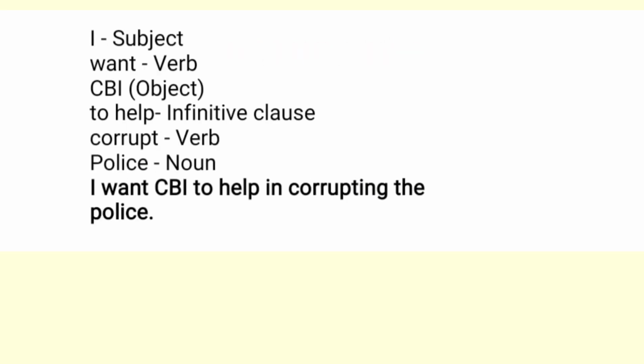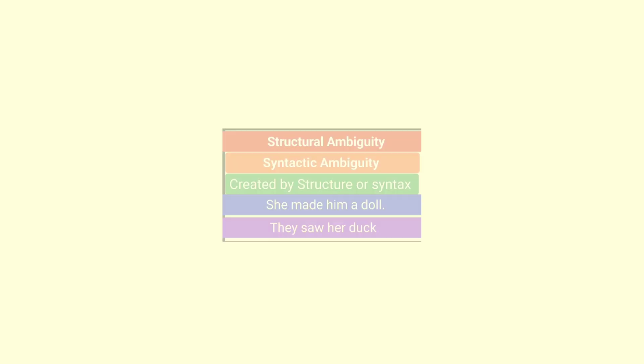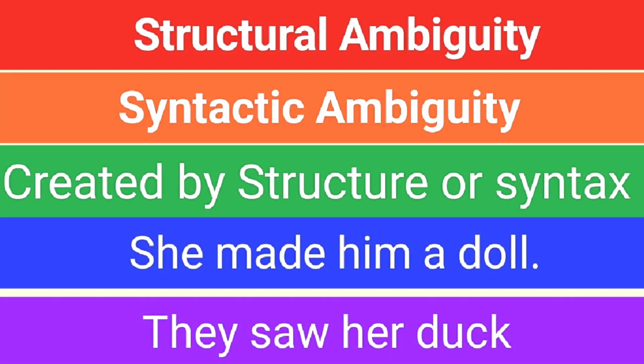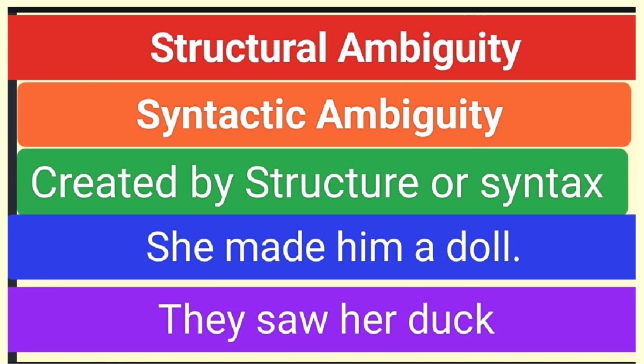Now, another structure communicated by the same sentence is, I is the subject, want is the verb, CBI is the object, to help is the infinitive, corrupt is the verb, and police is the noun. So the meaning becomes, I want CBI to help in corrupting the police. That's it. So there are plenty of such examples in English with different kinds of structures which communicate two different meanings. I would want you to find many of them, and if I'm missing some of such structures, I think you should let me know in the comment box.